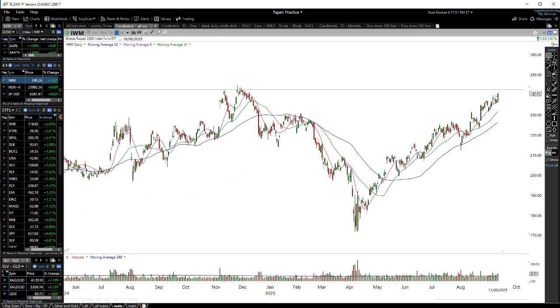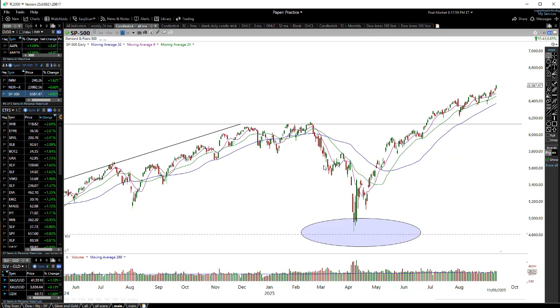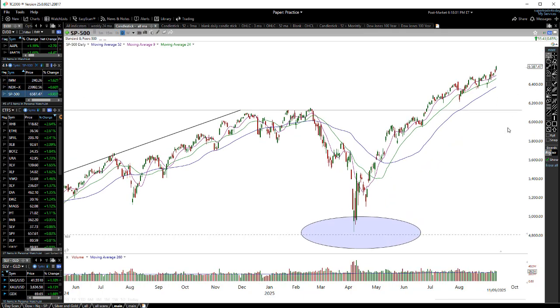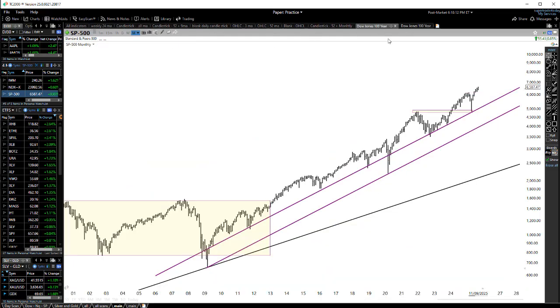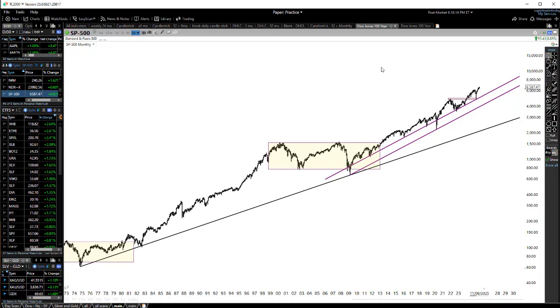The IWM is actually about to break up to all-time new highs as well. I'll get to that in just a minute because I'll show you the longer term charts and what they look like. And then the S&P 500 is just still powering on, really, really powerful, strong. Now let me show the overall big long-term monthly charts here, to show you what's happening. So very nice bullish trend here.